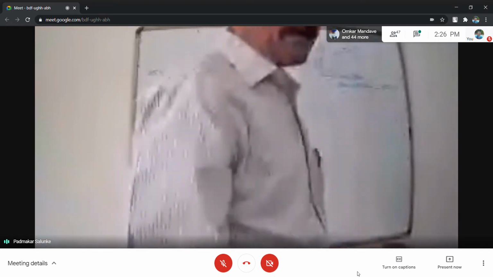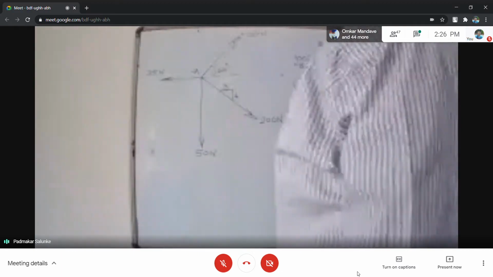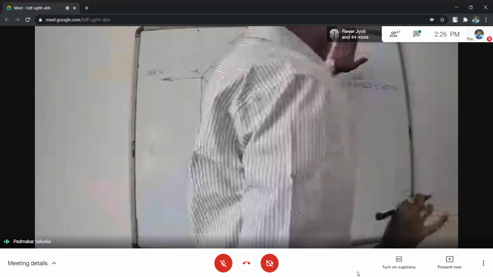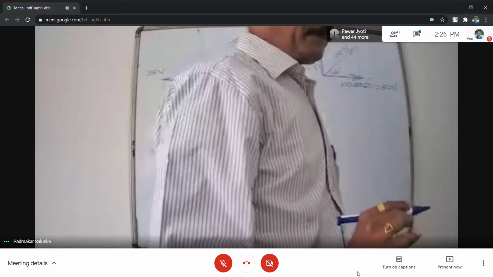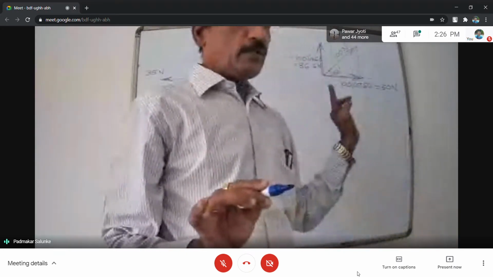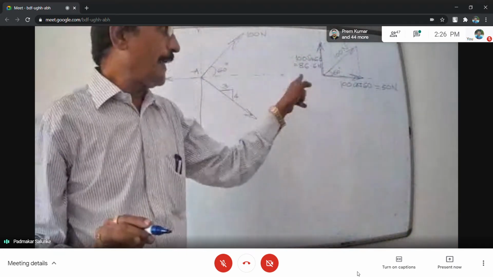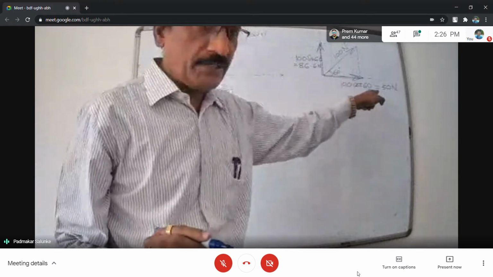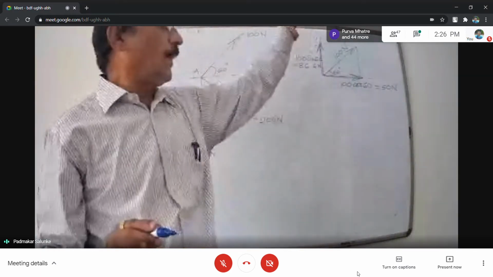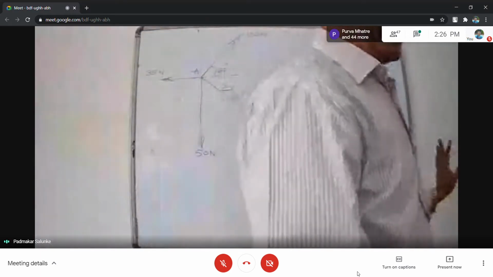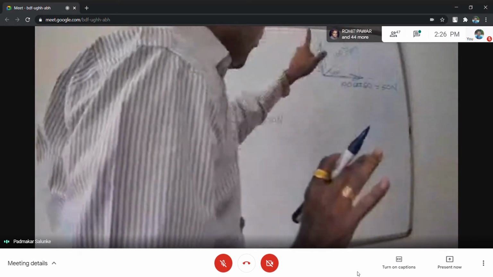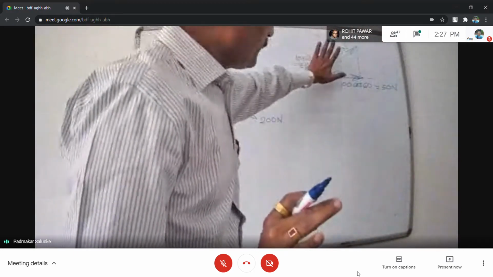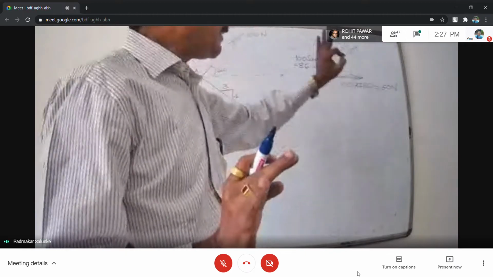Is it okay or not? Okay. So these are the components of 100 Newton. 100 is resolved into two components. One is along the x-axis, so it is 100 cos 60. The second one is along the y-axis, that is 100 sin 60. These components I have shown here very systematically just to understand.